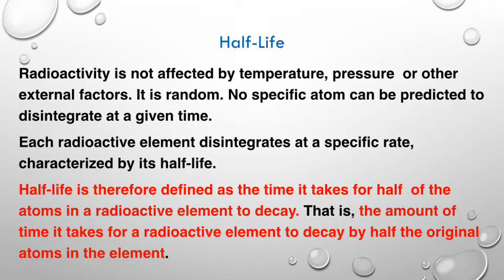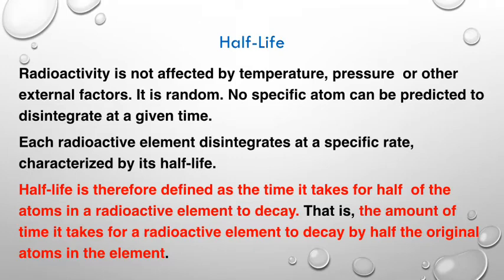Now, radioactivity is not affected by temperature, it's not affected by pressure or other external factors. It is random. So when something is random, it means that you cannot actually predict what will happen. So no specific atom can be predicted to disintegrate at a given time. Now, each radioactive element disintegrates at a specific rate peculiar to it. This is characterized by its half-life. What then is a half-life?